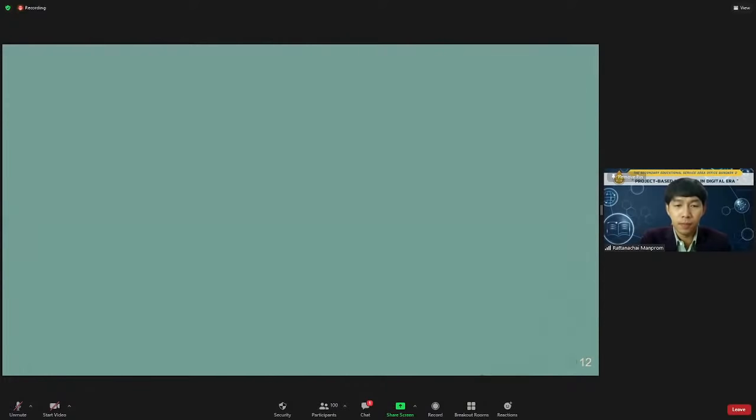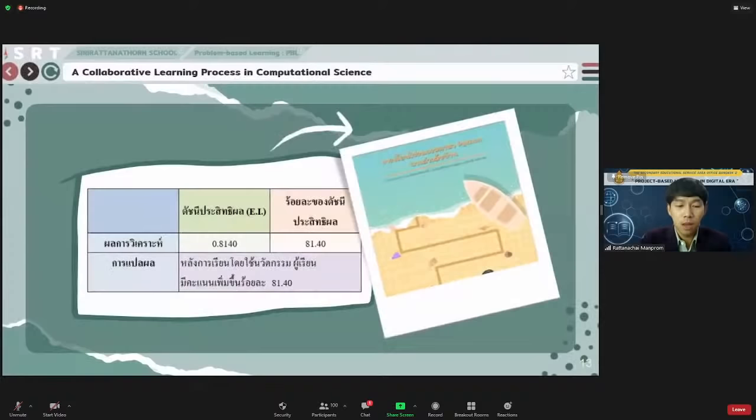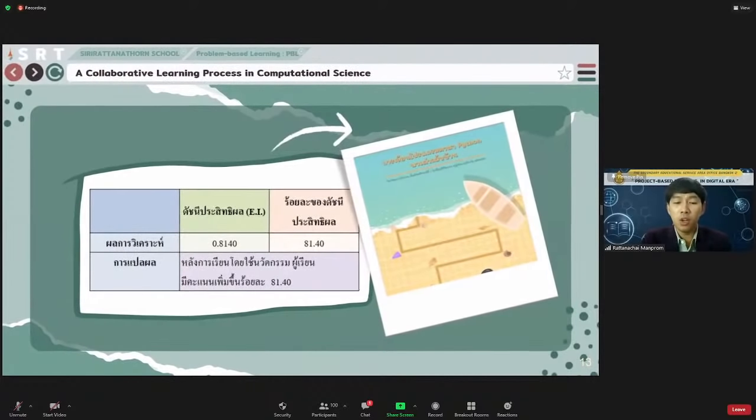Conclusion. The result of the efficiency analysis of the innovation in this research: after learning through this process, the students had an improved score of 81.4%.